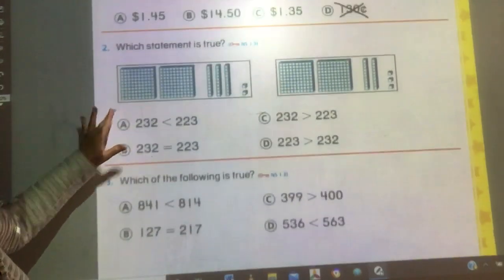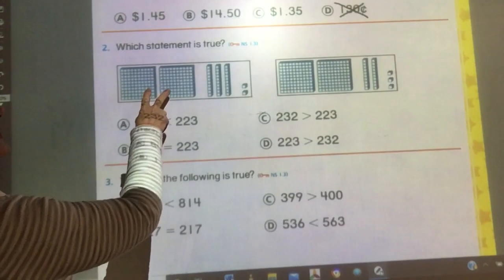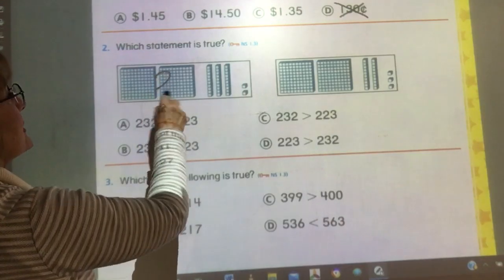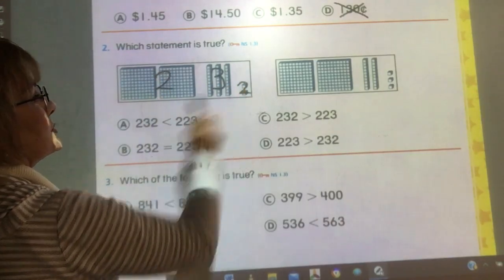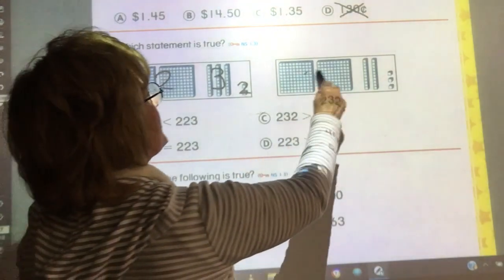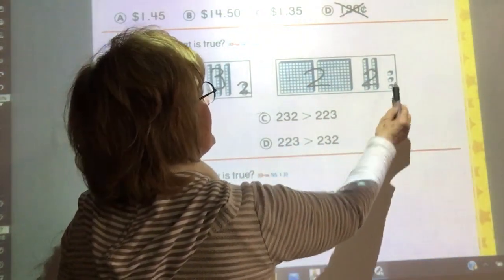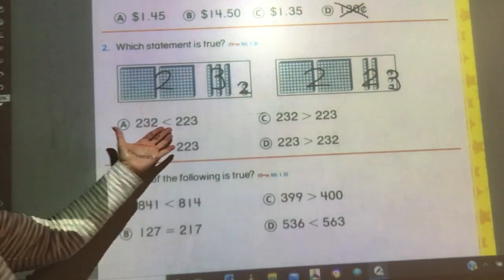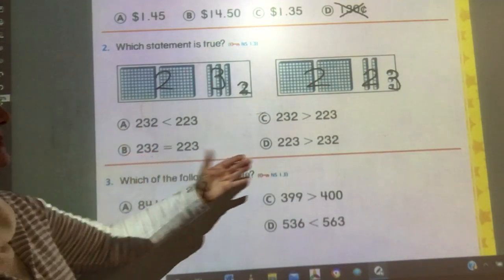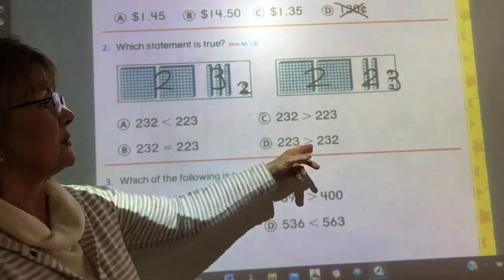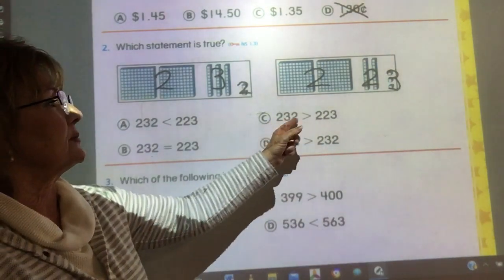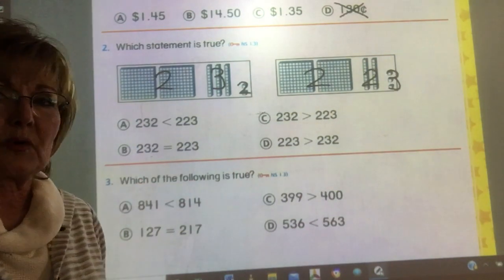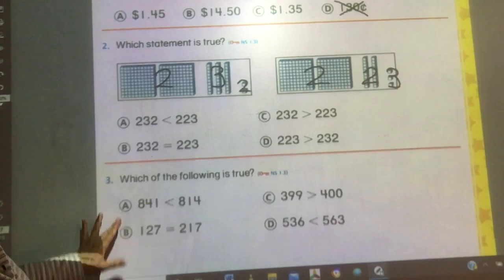So, which statement is true? You've got a picture here of 2 hundreds, 3 tens, and 2 ones. Here you've got 2 hundreds, 2 tens, 3 ones. So you're comparing those numbers. Is 232 less than 223? Equal to? Is 223 greater than 232? Is 232 greater than 223? So turn it off, think about it for a while, fill in the bubble.